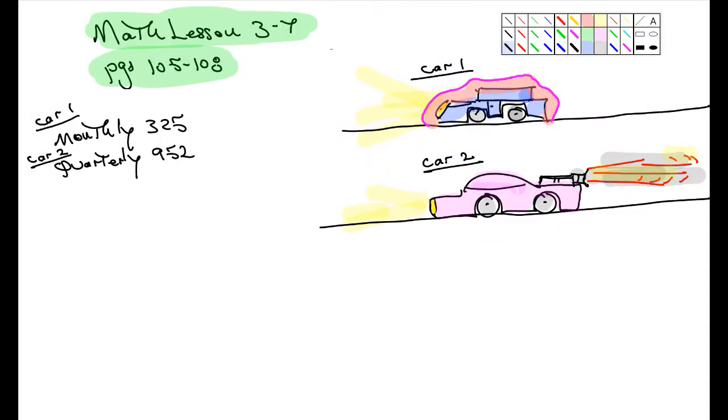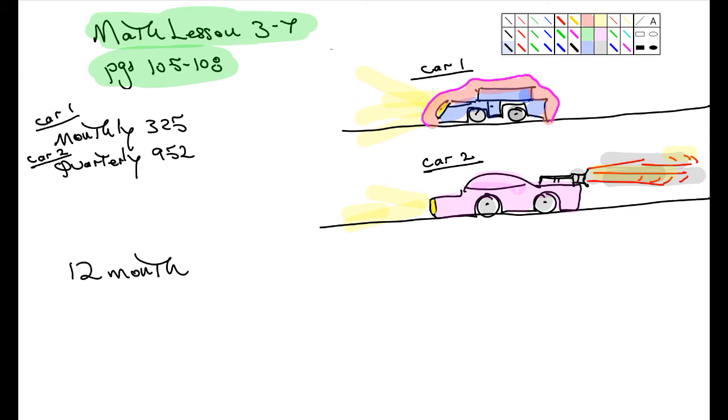So this is lesson 3.7, page 105 through 108. This, like I said, will be homework. So it says, which of the two car payment options will cost less for 1 year? So if we're talking about a year, we're talking about 12 months. There's 12 months in a year.